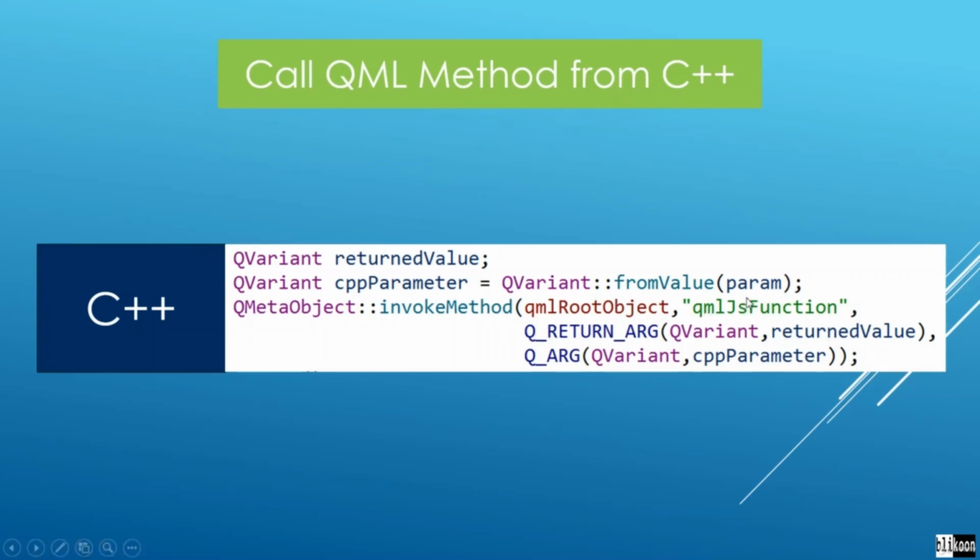You pass in the name of the JavaScript function, and then you pass in the return value and the parameter decorated with the necessary macros. The return value is going to be decorated with Q_RETURN_ARG. The parameters are going to be decorated with Q_ARG like this. This is what you do from the C++ side, and we're going to do a demo in a moment.